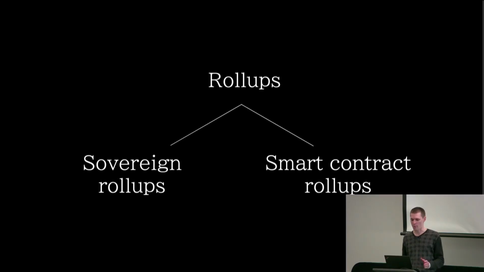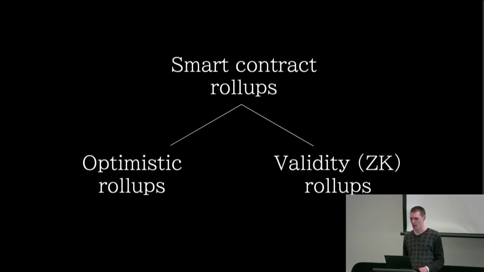So to recap, with the different kinds of rollups that we have are sovereign rollups and smart contract rollups. And then the most common kinds of smart contract rollups that you're going to hear about are optimistic rollups and validity or ZK rollups. You can also have optimistic or validity sovereign rollups, but you'll probably hear more about the smart contract variety.